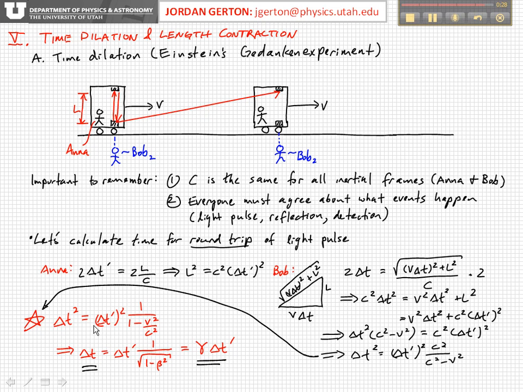Delta t squared equals delta t prime squared times the ratio 1 over 1 minus v squared over c squared. If you then take the square root of that and set this quantity equal to gamma and beta equal to v over c, then you get what I wrote down. So the delta t is equal to gamma times delta t prime.